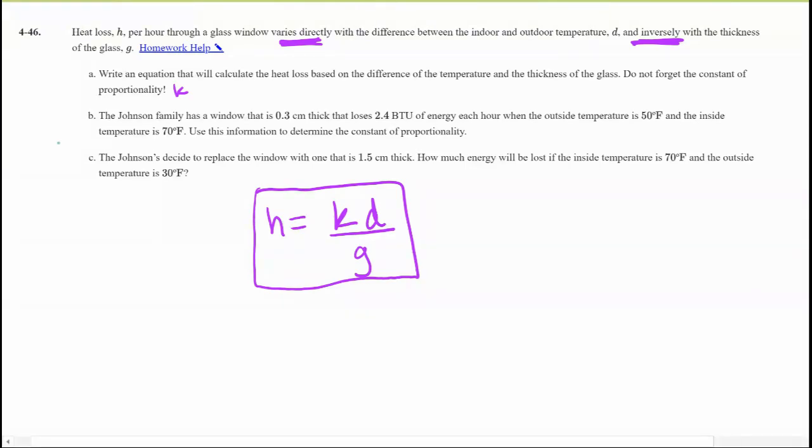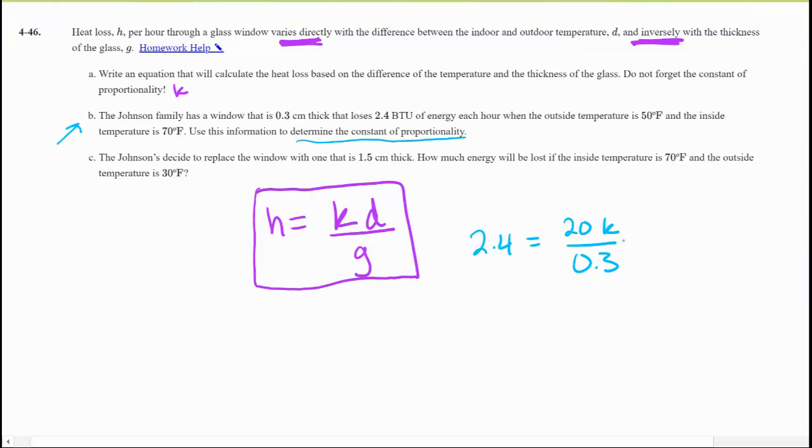For B here, it's giving us a bunch of information saying that the window is 0.3 centimeters thick. So that's the thickness of the glass, G. Then the actual heat loss is 2.4. Then the difference in temperature is 50 degrees and 7 degrees. So that's 20 times K, because we're trying to determine the constant of proportionality.